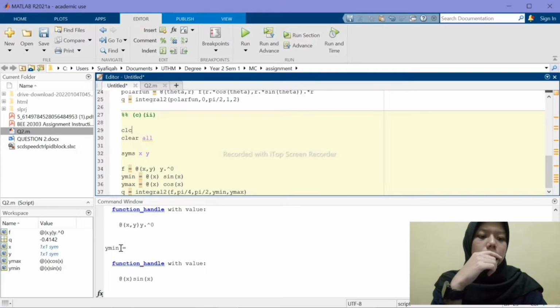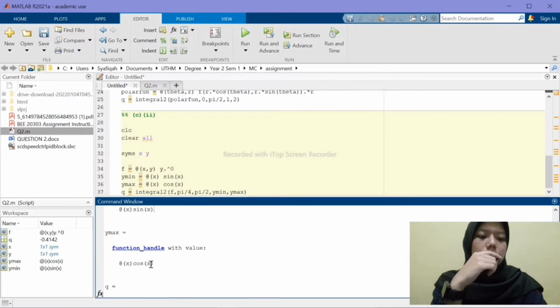Last but not least, question C2. By using double integrals, find the area of region enclosed by this equation. So these are my manual calculation, which has a final answer of negative 0.4142, and this is the MATLAB simulation, where we also get a final answer of negative 0.4142.